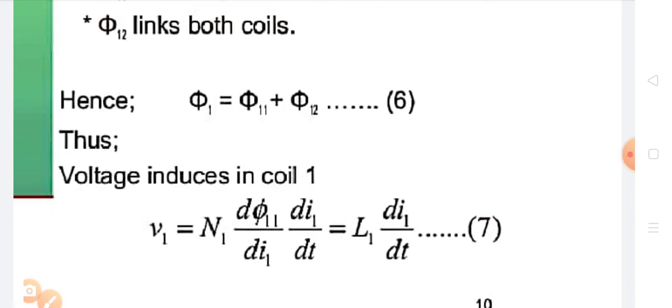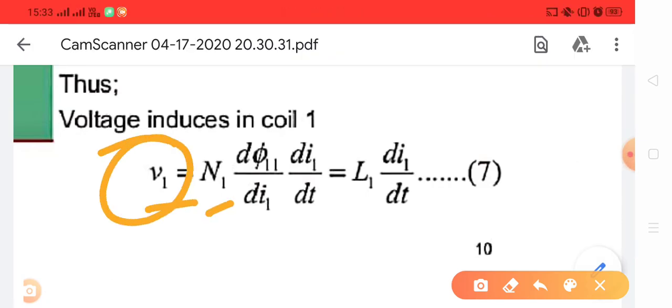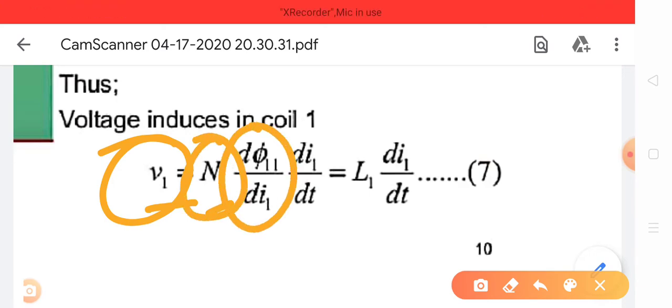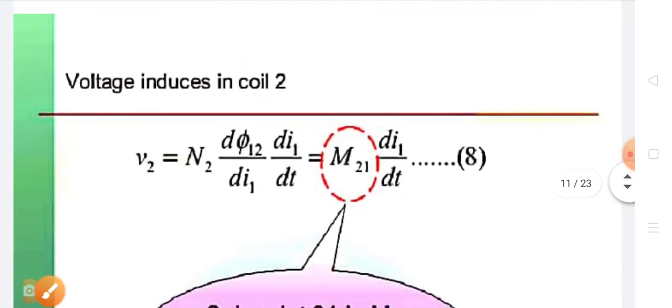So I can write the voltage equation as V1 equals N1. Based upon the voltage here, V1, I can write N1 dφ1/dt, that is N1 dφ1/di1 into di1/dt. From the self inductance, you can get the value as L1 into di1/dt.